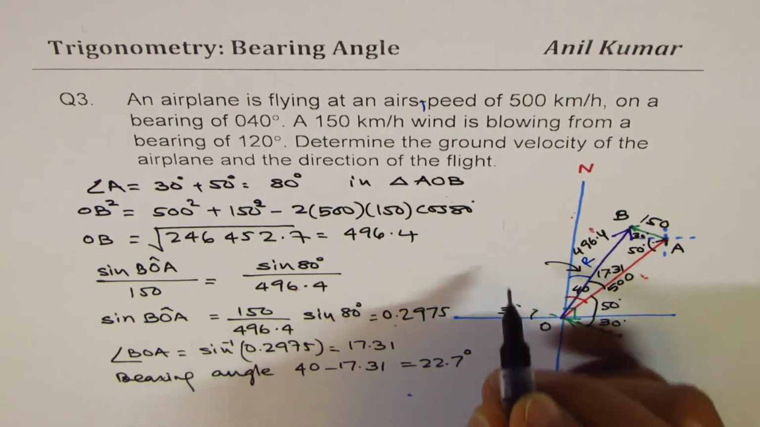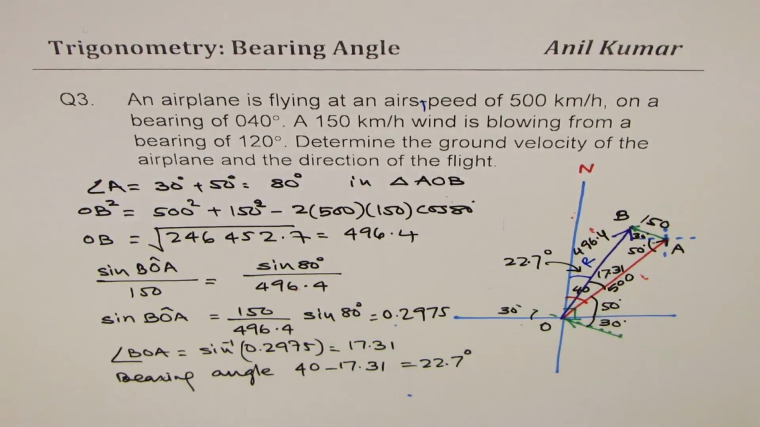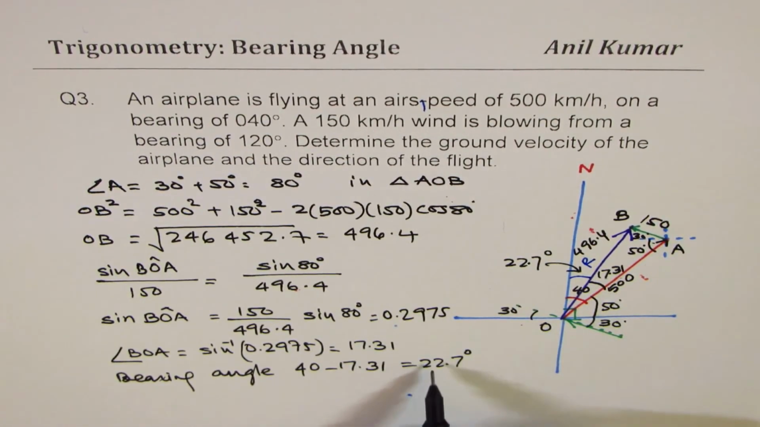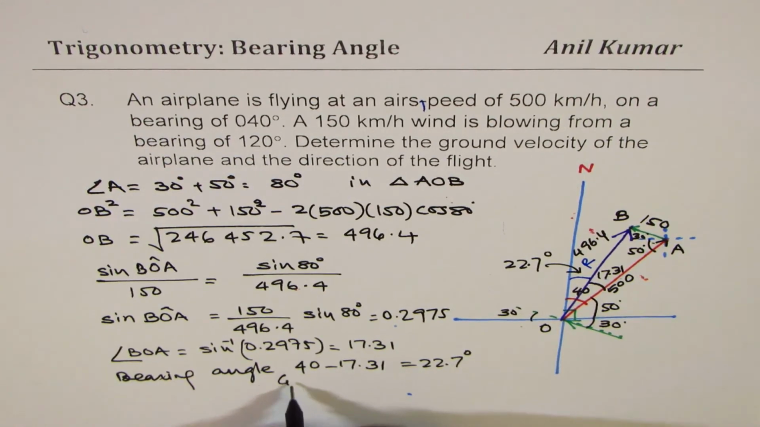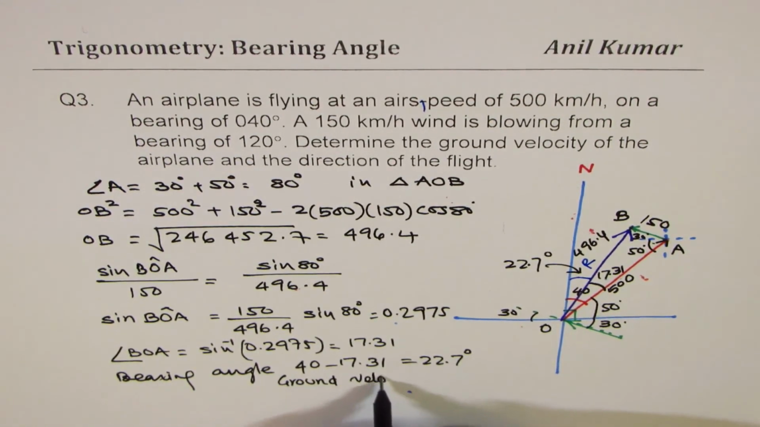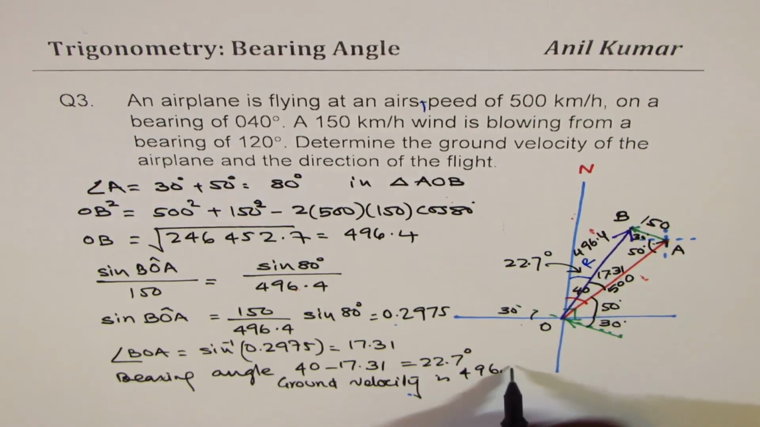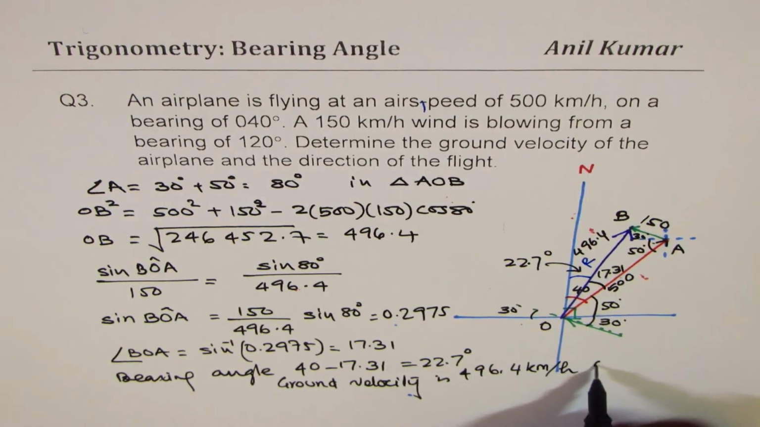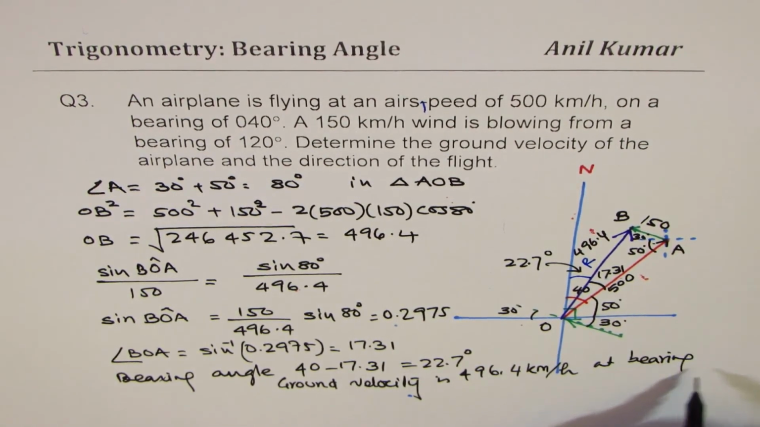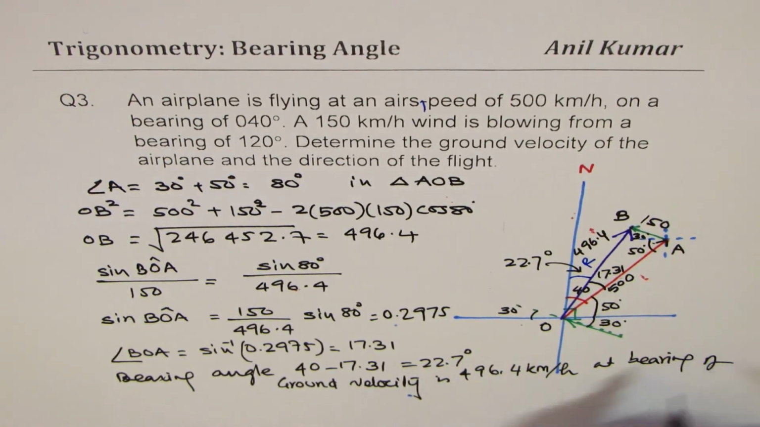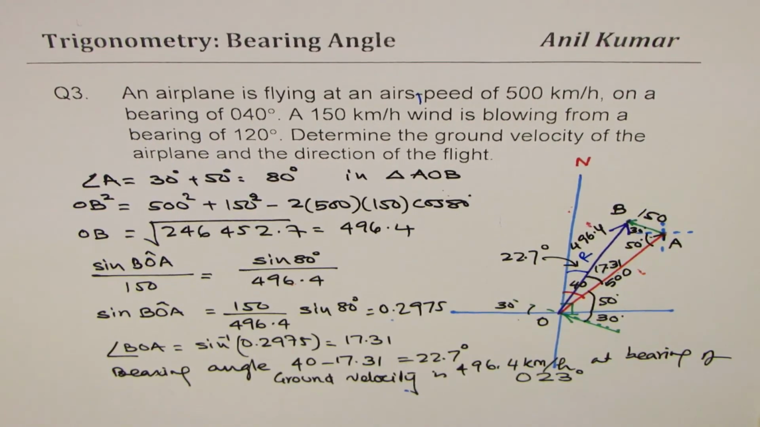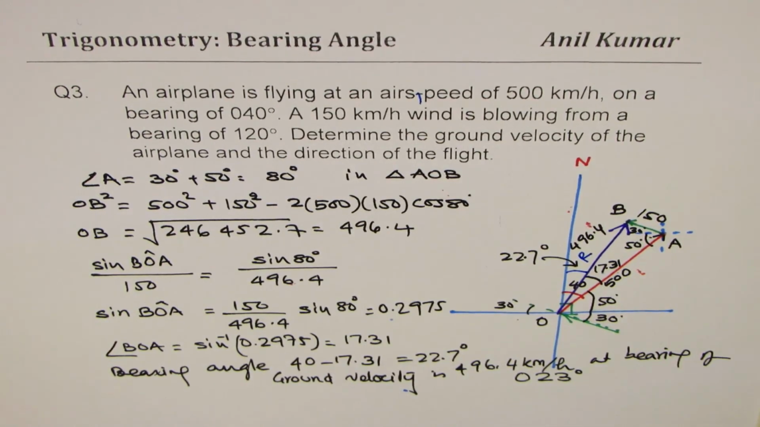So this angle here is 22.7 degrees from north, right? So we have our answer, that the ground velocity is 496.4 kilometers per hour at a bearing of, we can write this as 023 degrees, right? Approximately. So rounding it to a whole number, it is 023 degrees. So that is how you could actually solve this question.